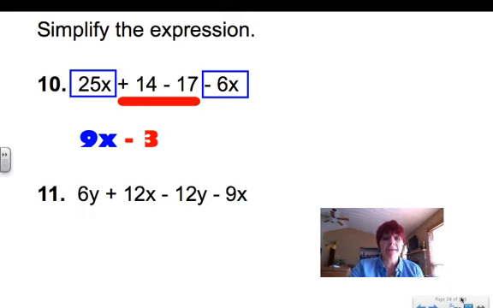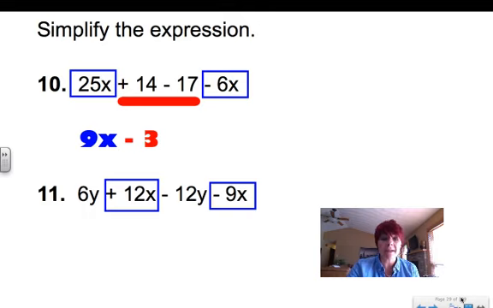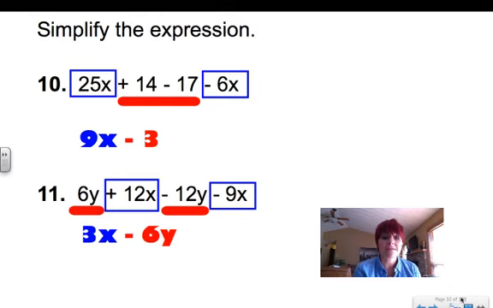Moving on to number 11. You do want to put number 11 in standard form. Therefore, we're going to start with the variable that starts first in the alphabet. That's when we use standard form. So we'd start with the x's. Positive 12 minus 9 is 3x. Then we combine the y's. 6 minus 12 is negative 6. So your final answer would be 3x minus 6y.